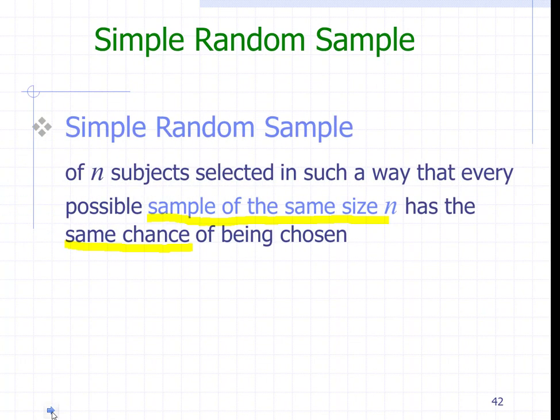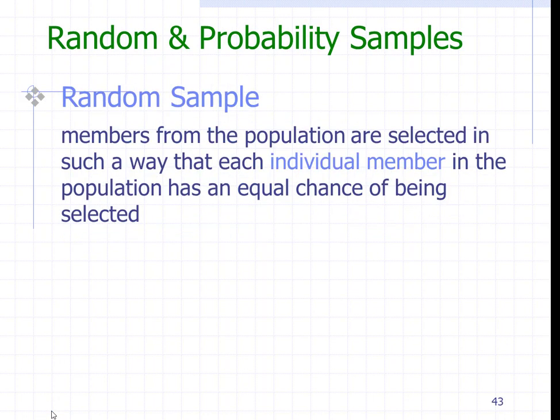So let's look at some specifics about simple random samples. First of all, when you have a simple random sample, samples of the same size all have the same chance of being chosen. So if I have 100 marbles in a bag and I pick out groups of 10 from the bag, every possible group of 10 has the same chance of being chosen. That's a simple random sample. When we leave the simple part off, when we have a random sample, that means each individual member has the same chance of being chosen.